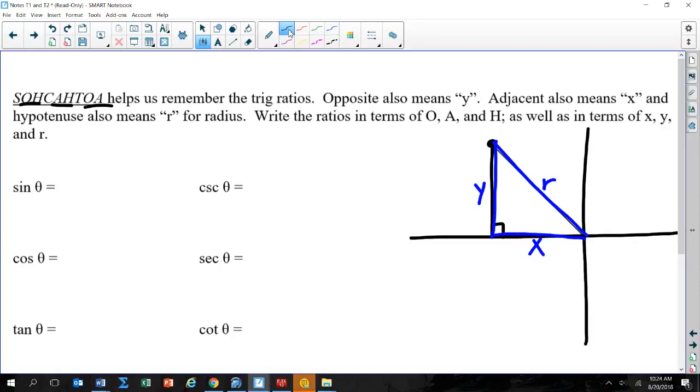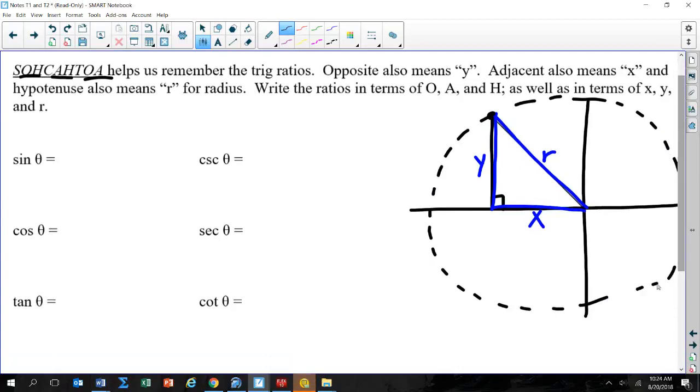And to better picture the radius, you can imagine that this triangle is inscribed inside a circle. Can everyone visualize that a little bit better now? Okay, your x values, your y values, and then you can see now how this would be the radius of that circle. So using that picture, let's go ahead and rewrite each one of these in terms of opposite, adjacent, and hypotenuse, and also x, y, and r.